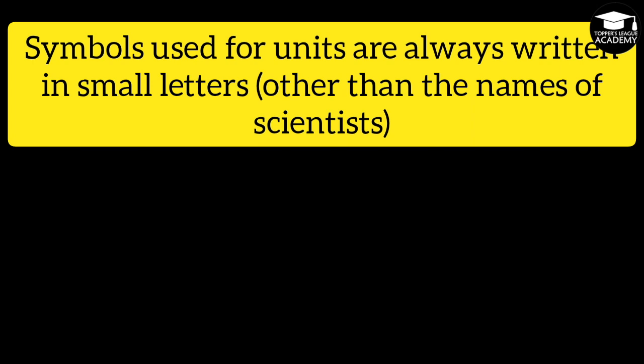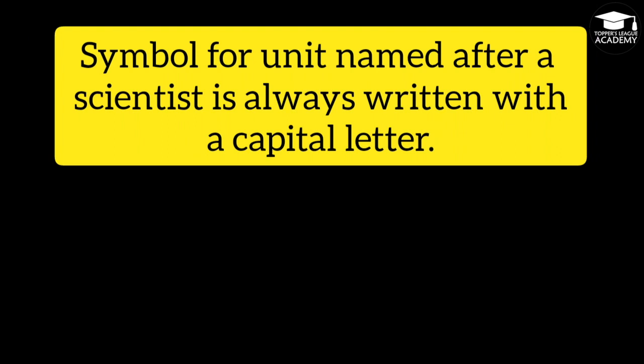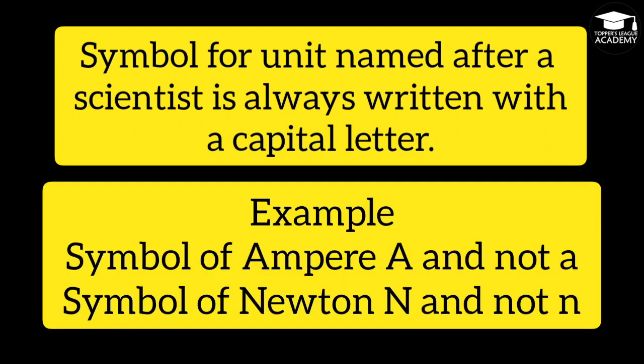Symbols used for units are always written in small letters other than the name of the scientist. For example, the symbol for kilogram is kg and not capital Kg. The symbol for meter is small m and not capital M. The symbol for a unit named after a scientist is always written with a capital letter. For example, the symbol for ampere is capital A and not small a. The symbol for Newton is capital N and not small n.